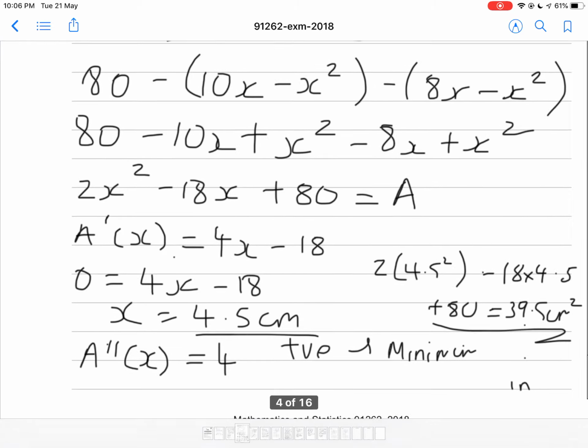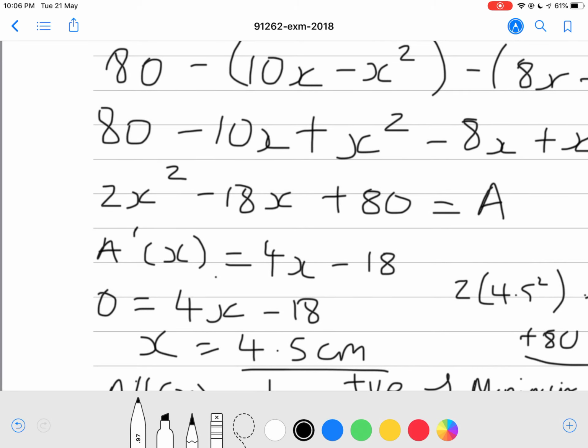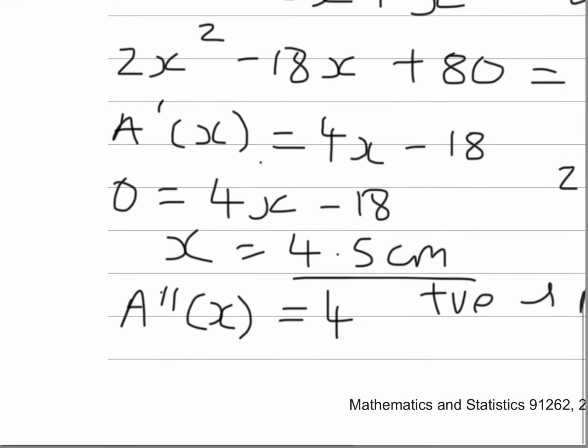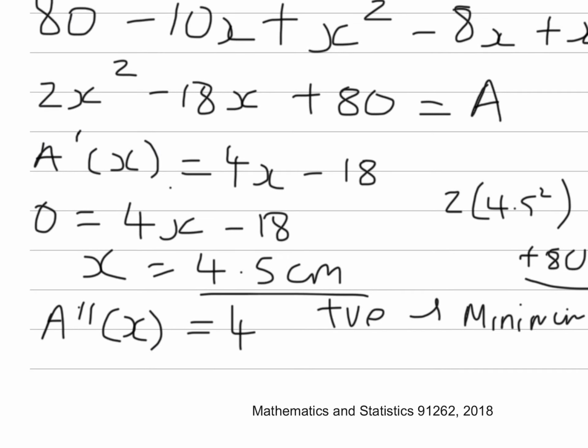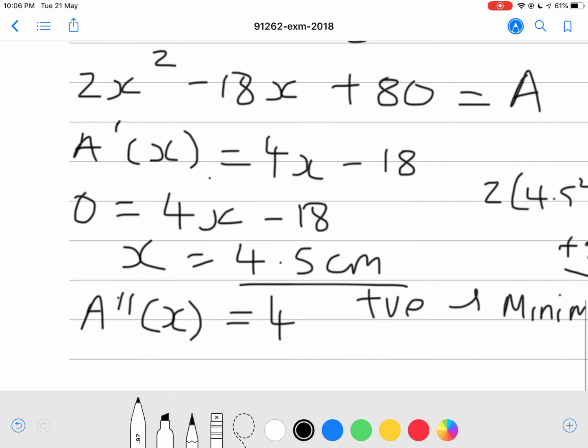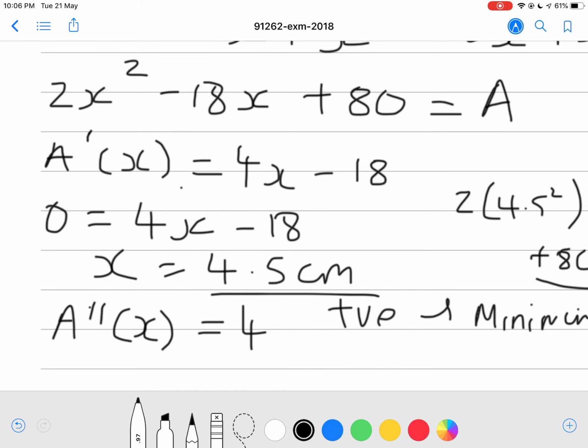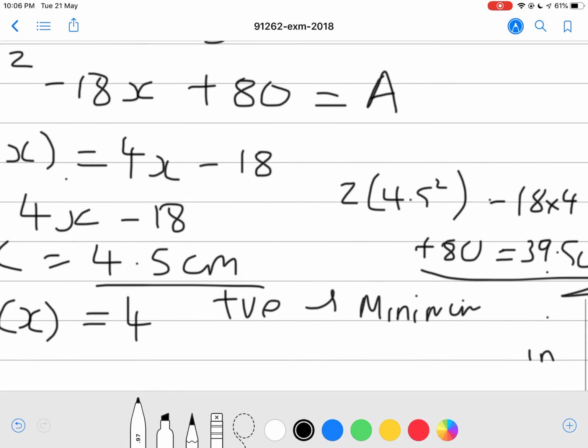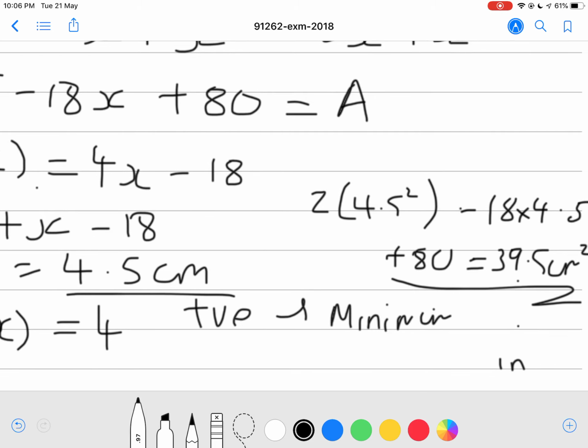And you still need the proof, so this is the justification at the bottom here. To justify that it's a minimum, A double dash of x is 4, and it's positive, and because it's positive, it's a minimum. If it turned out to be minus 4, then it would be a negative number, so therefore it would be a maximum. Just remember the opposite.